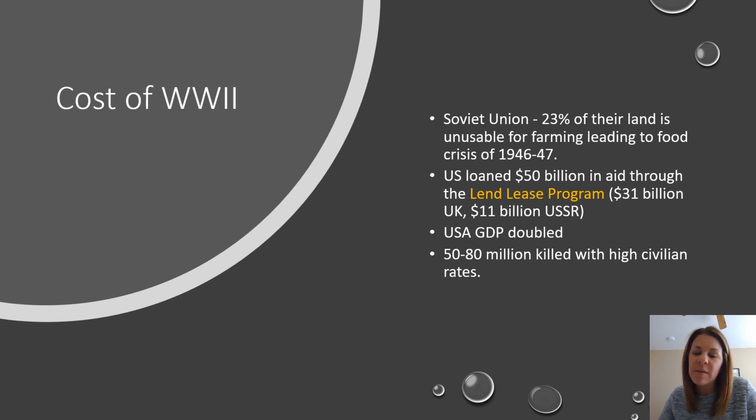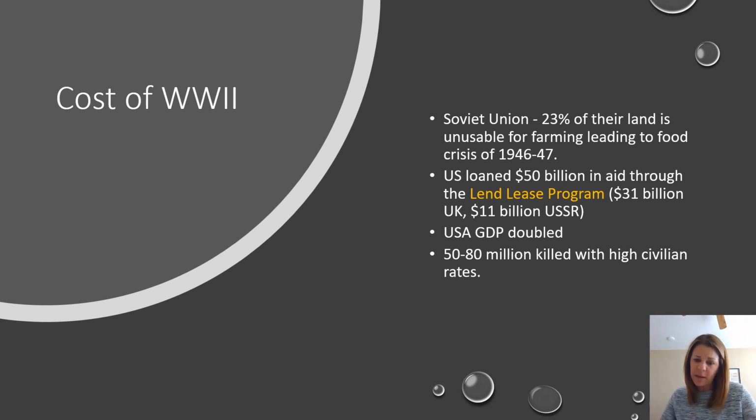And the United States has loaned over $50 billion in aid through the Lend-Lease program, $31 billion to the UK, $11 billion to the USSR, and everybody wants those loans forgiven. Because of this loan, because of the US capacity to industrialize quickly, the GDP doubles. I'm going to show you exactly what that means here in a second, though.